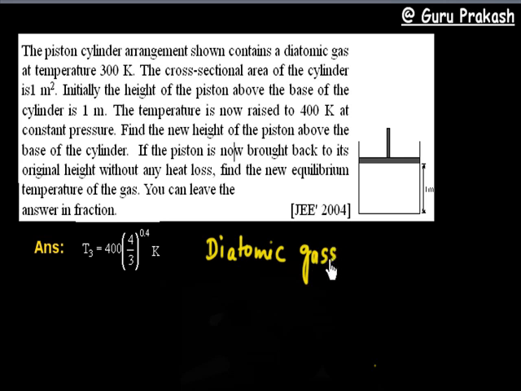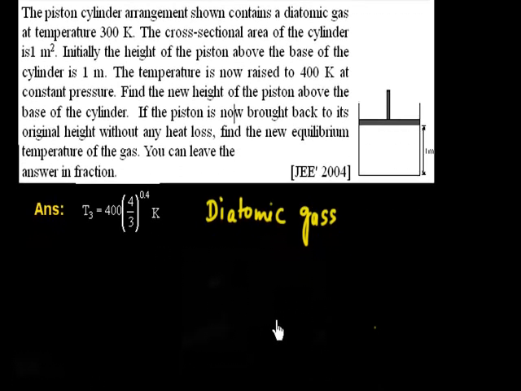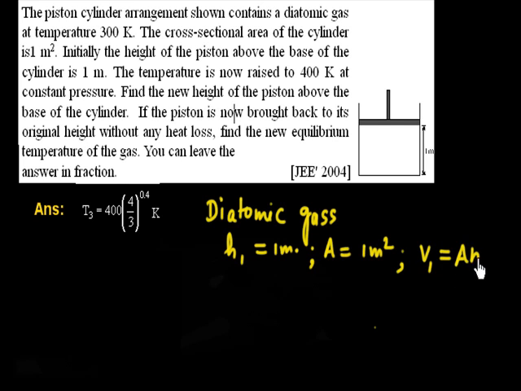Let us say the initial height of this piston from the base is 1 meter. So let us call this height h1. So h1 is 1 meter. And now the area is also given to you. So the area of this piston is 1 meter square. If I know the area and I know h1, I know the volume. So I can say V1, the initial volume, will be A times h1.